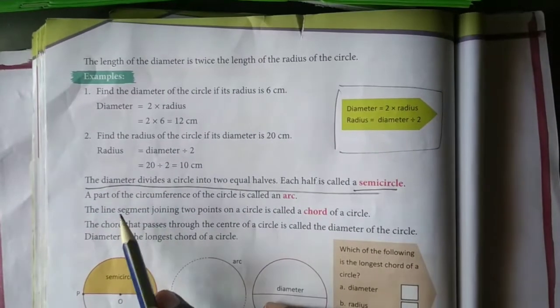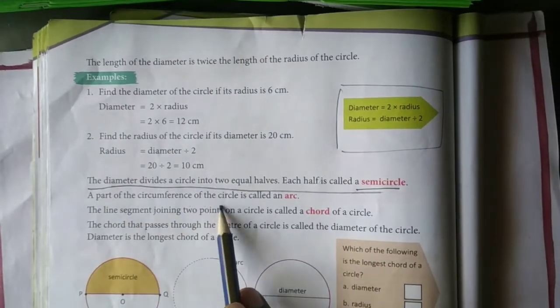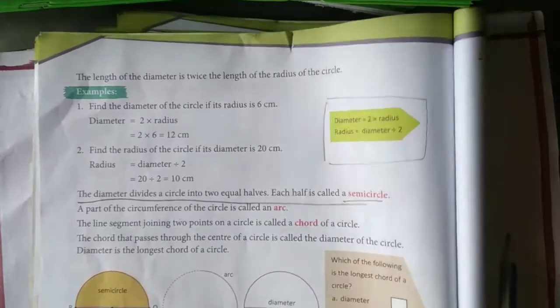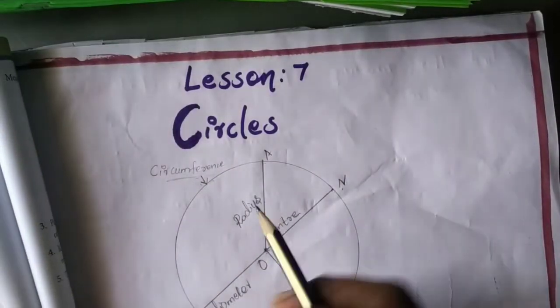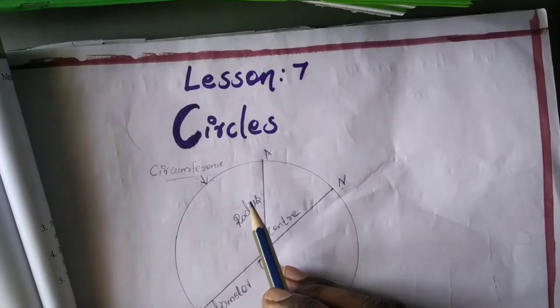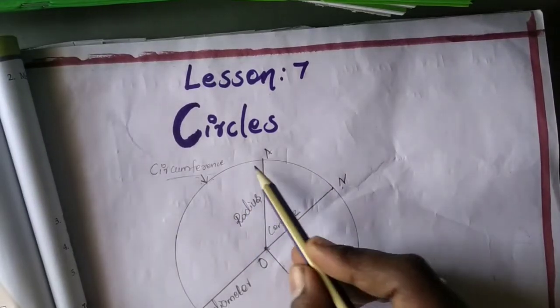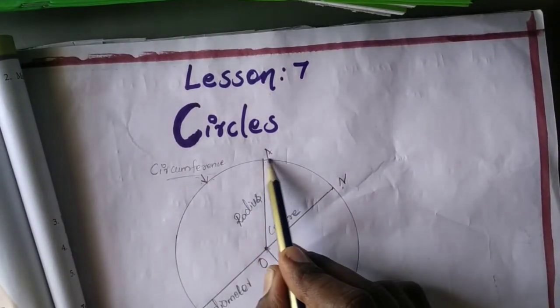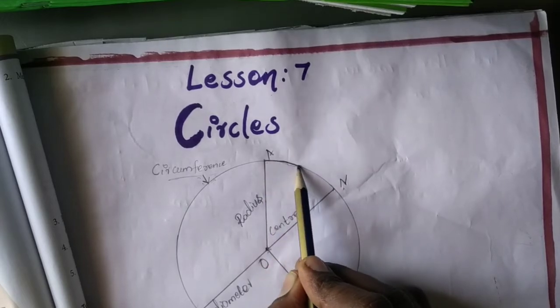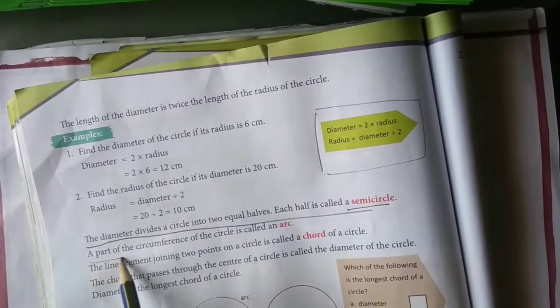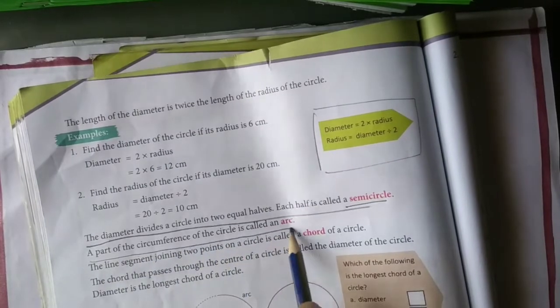Next definition: part of the circumference of a circle is called an arc. Already we learned that a part of the circumference is called what? Arc. Please underline that. A part of the circumference of a circle is called an arc.